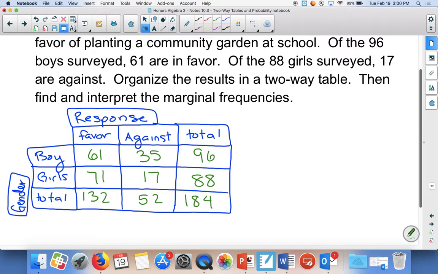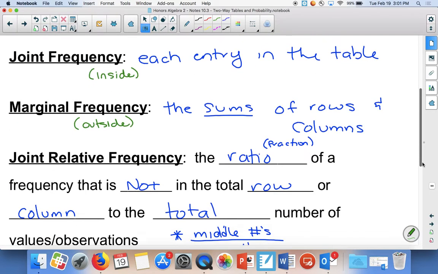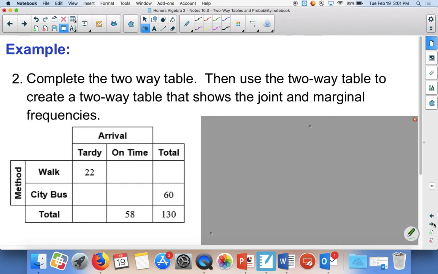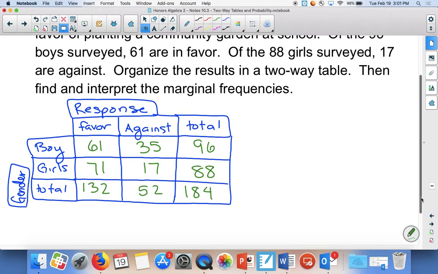And then it says, then find and interpret the marginal frequencies. Okay? And I do need to take a step back. I lied on something over here. We do not need the ratio here. This is just the sum, sorry. We're going to erase that from before. Oops. So when it says to just interpret the marginal frequencies, you're just explaining the totals. I got ahead of myself with saying the ratio.